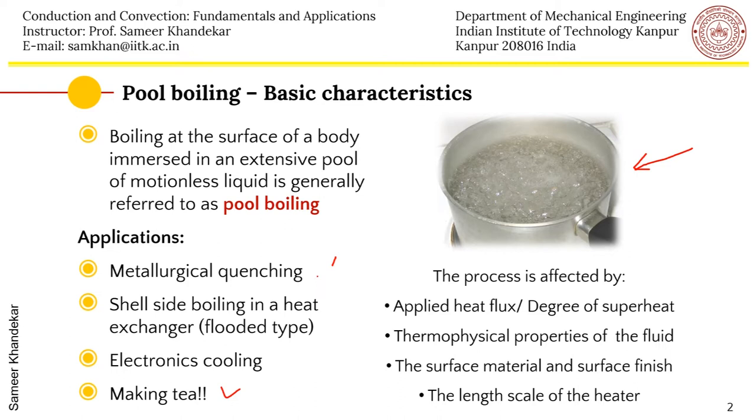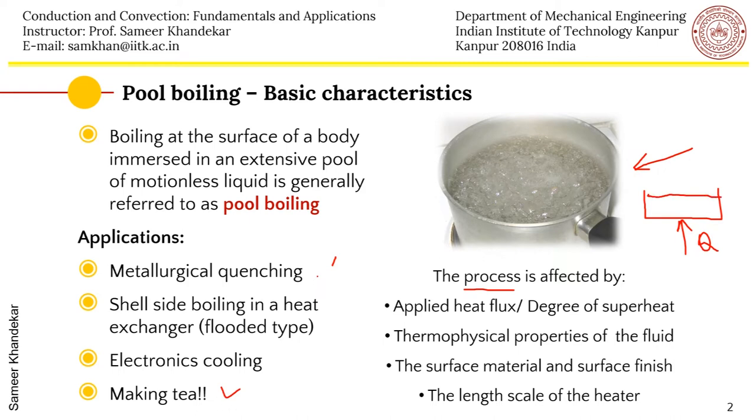Now, in pool boiling, of course, several nucleation sites are active, and therefore the process is statistical in nature, and we have to understand how to model it. This process of pool boiling is affected by the applied heat flux, that means how much Q we are giving to the heater. And then the degree of superheat will be decided, as we said in the last lecture, depending upon the active nucleation sites, what type of physical morphology you have, and the thermophysical properties of the fluid which you want to boil.